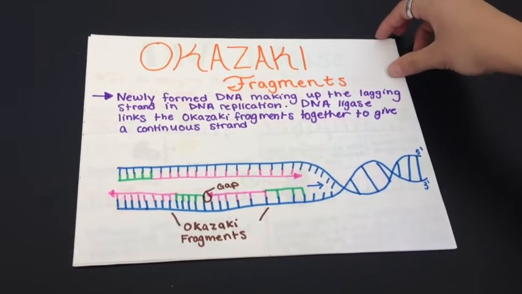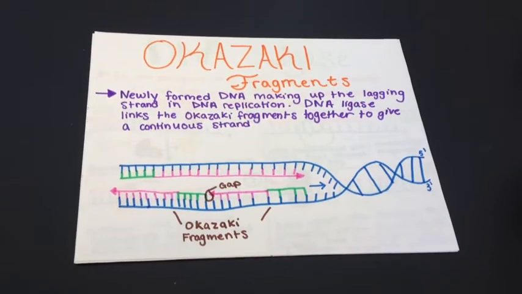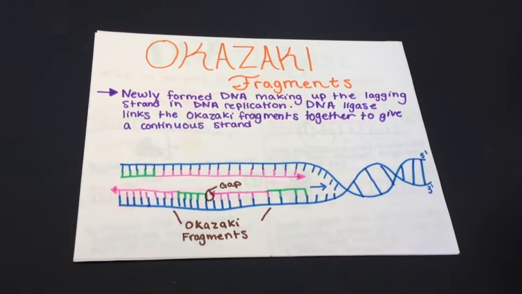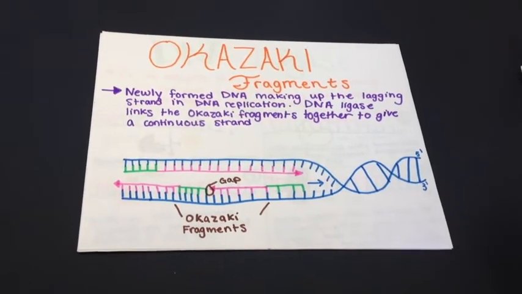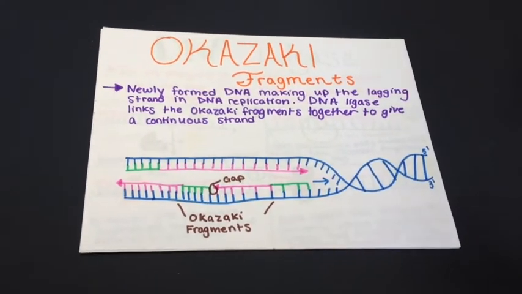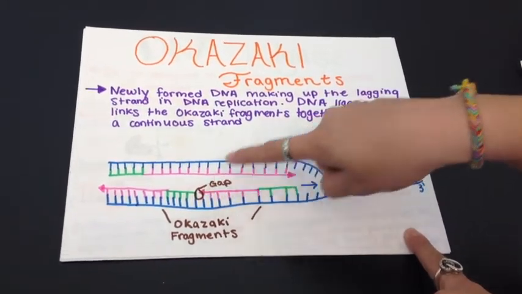Okazaki fragments are newly formed DNA making up the lagging strand in DNA replication. DNA ligase links the Okazaki fragments together to give a continuous strand. So here is one Okazaki fragment and the other, and there's a gap in between.